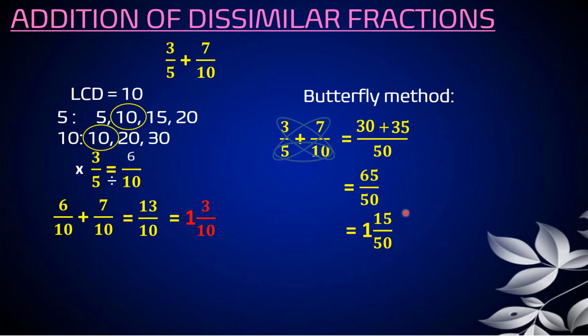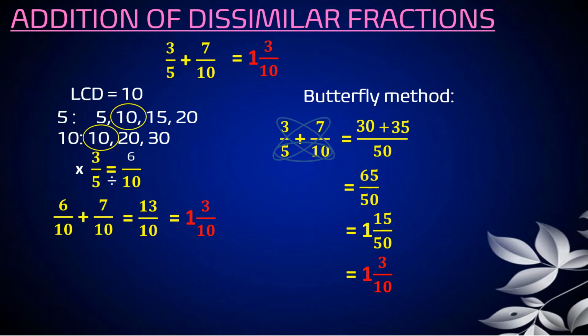So, isimplify natin si 15 over 50. This number can be divided by 5. So, divide natin. 15 divided by 5 is equal to 3. And 50 divided by 5 is equal to 10. So, our answer is 1 and 3 over 10.